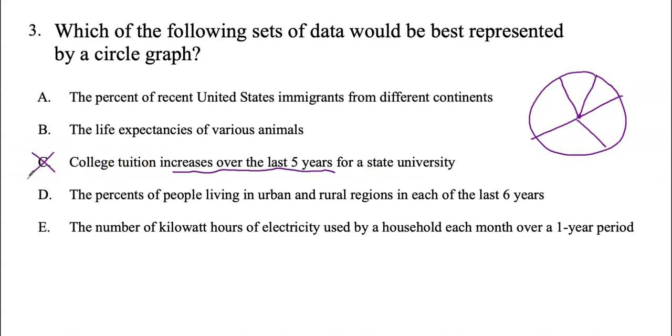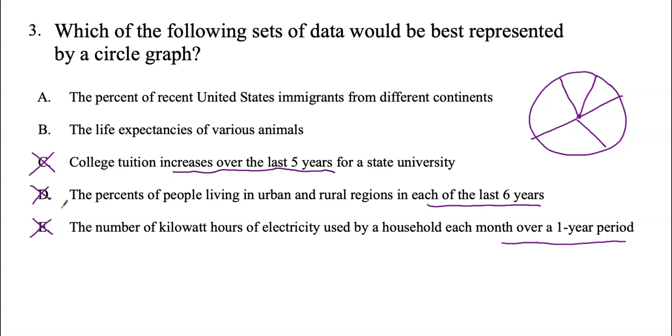Do you see any other answer choices we could get rid of? Hopefully you can see we can get rid of D because it has a measurement of time in here, the last 6 years. And E as well, it says over a 1 month period. Now I've eliminated 3 answer choices. I'm down to 2. At this point you can guess, you have a better chance of guessing and move on. Remember, you don't have that much time on this test.